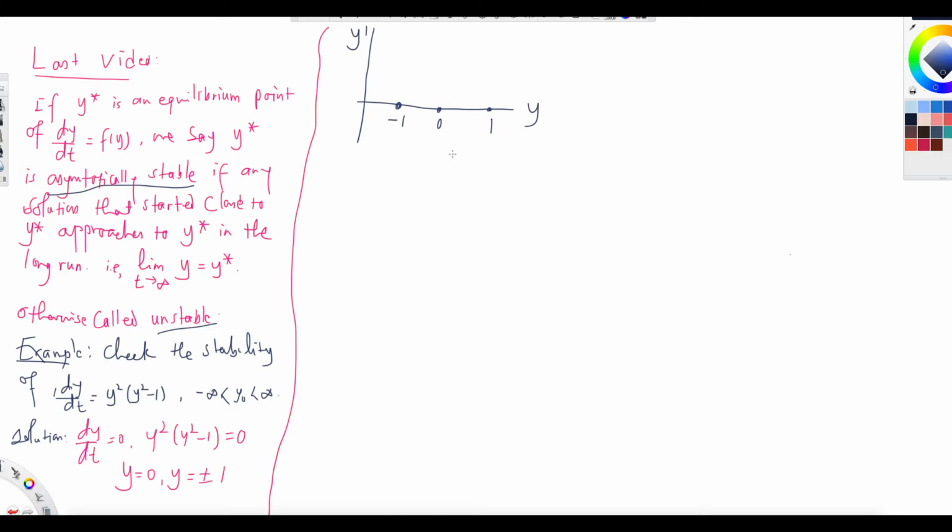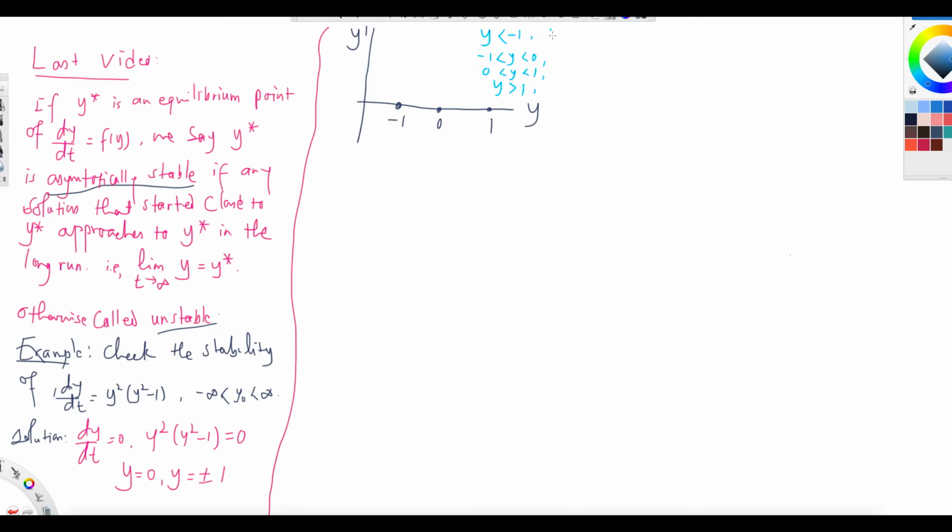Now what we want to do is find the sign of y prime on each side of these equilibrium points, okay? So how many intervals are there? One interval is y less than negative 1, another is negative 1 less than y less than 0, then 0 less than y less than 1, and y greater than 1. These are the intervals, right?